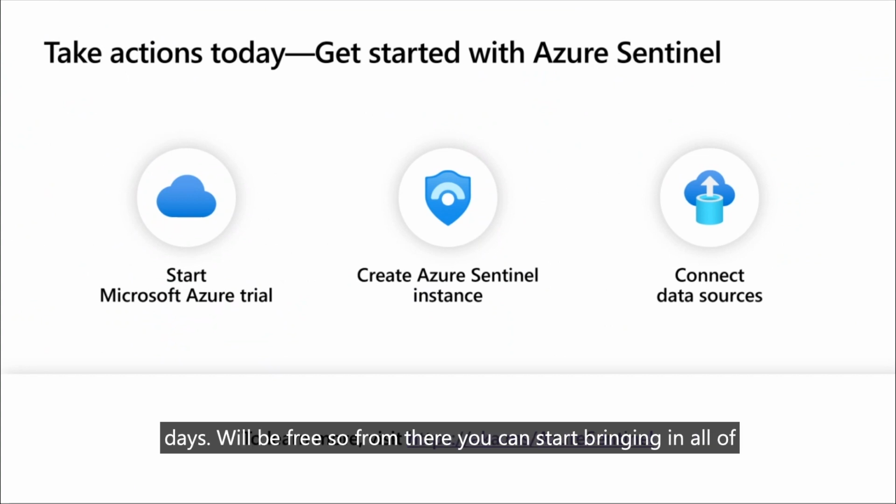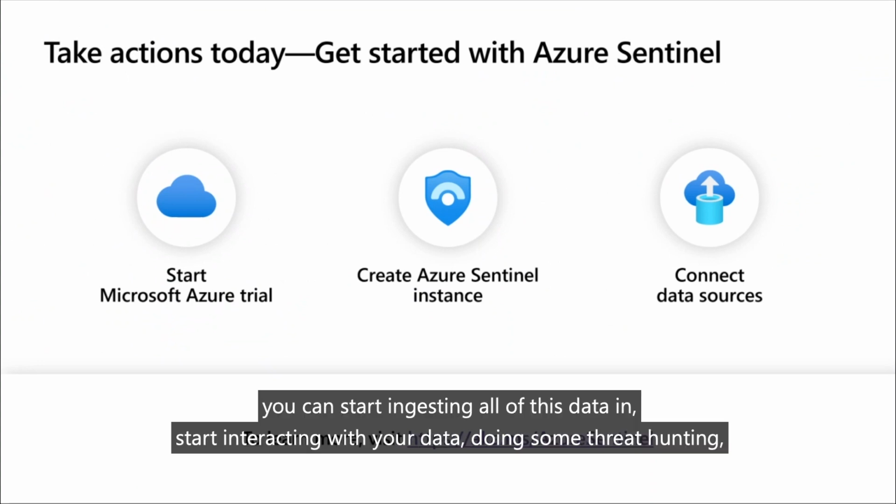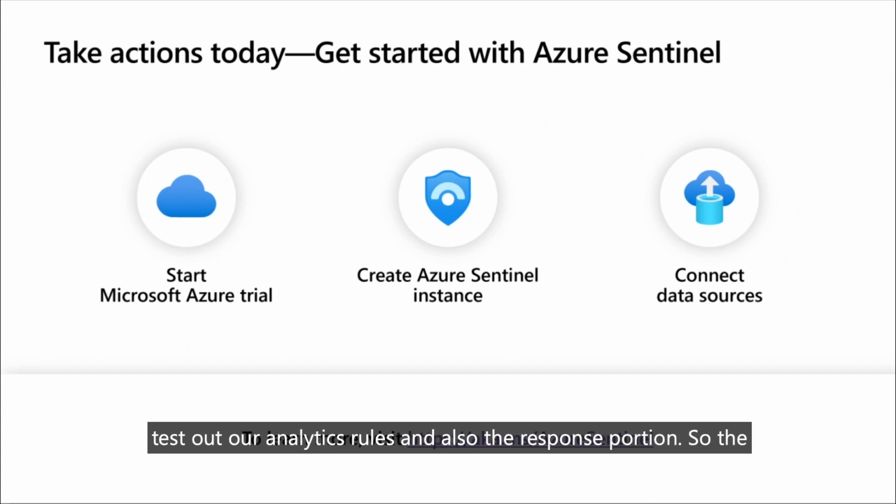So from there, you can start bringing in all of your different data sources. You can start bringing in your Microsoft data, your on-prem data, your syslog, CEF information. And so basically, depending on what you want to see, what are your use cases, you can start ingesting all of this data in, start interacting with your data, doing some threat hunting, test out our analytics rules, and also the response portion. So the response portion typically comes last, but that's also something that's very key that you can try out, get your hands dirty, and basically see how that can help with your security operations process today.